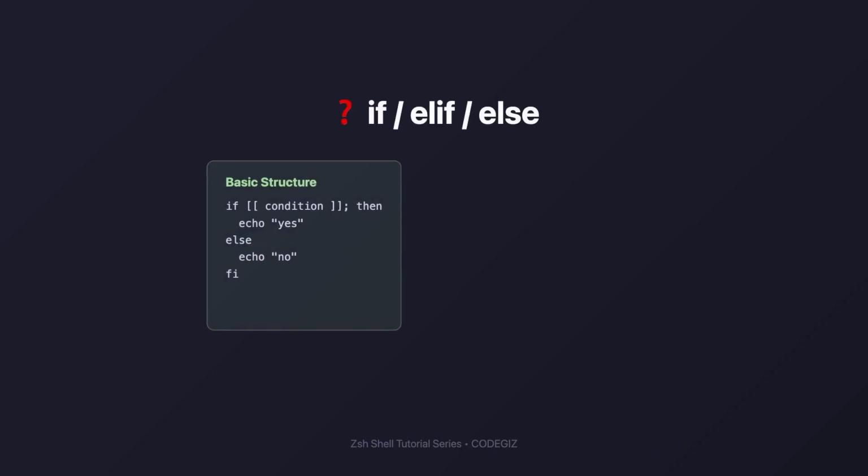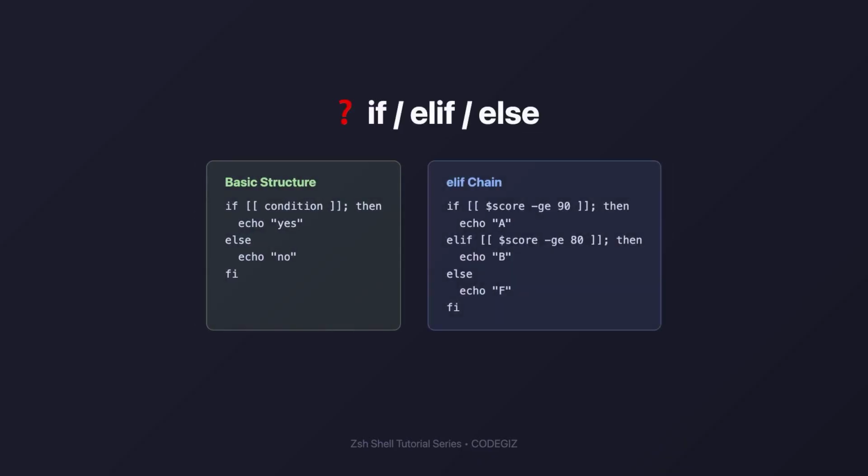If checks a condition and branches. Elif adds more checks after the first. Else runs when nothing matches. Double brackets are the modern test syntax.